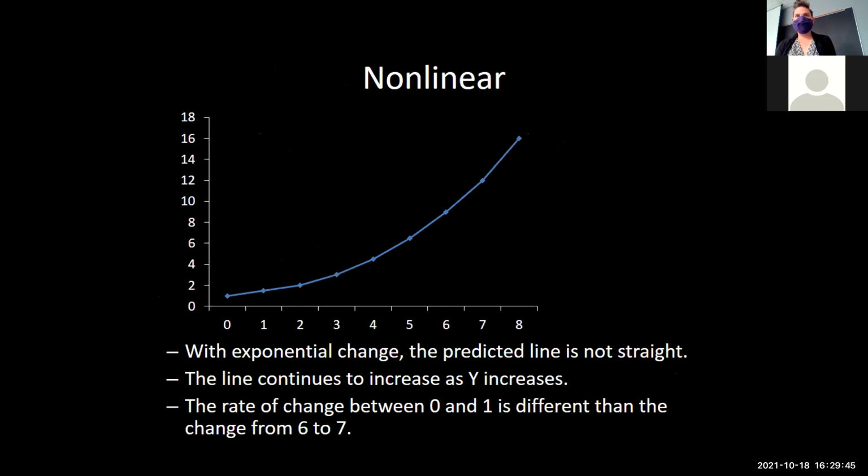Here's one. Now this right here is a nonlinear relation. This is an exponential change relation. So this predicted line is not straight. When I solve the equation for y, depending on what I plug in for x, I'm going to get not a straight line, but a curved line representing the relation between x and y. In other words, the rate of change, how big the slope is, is different from 0 to 1, and it's different from 1 to 2, and different from 2 to 3, and so on. Each one of these slopes is slightly different.